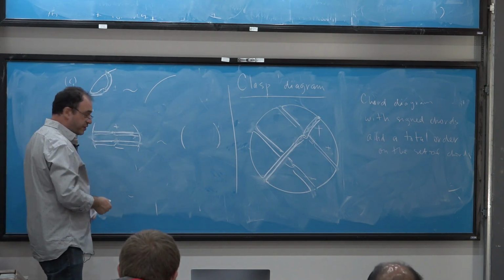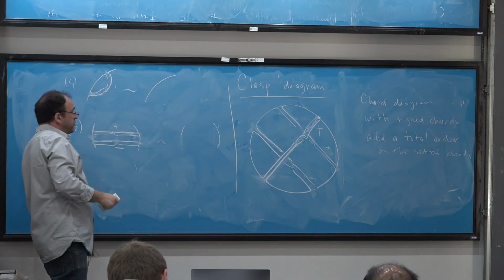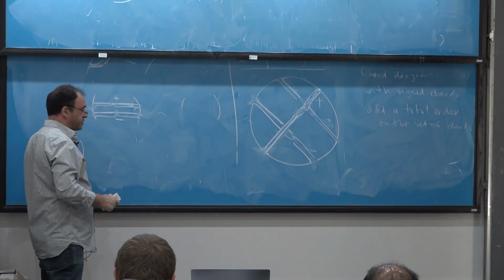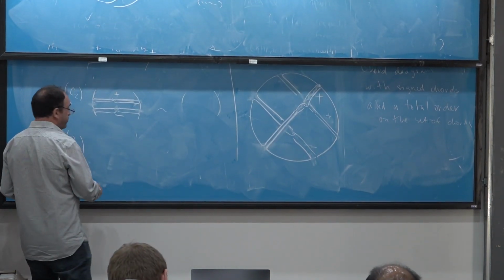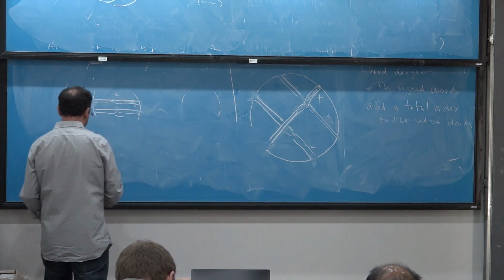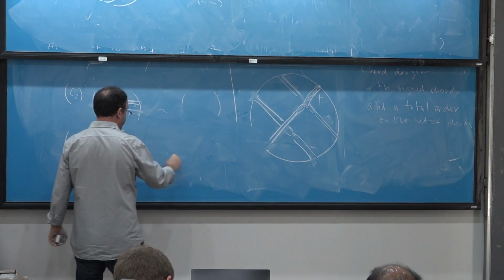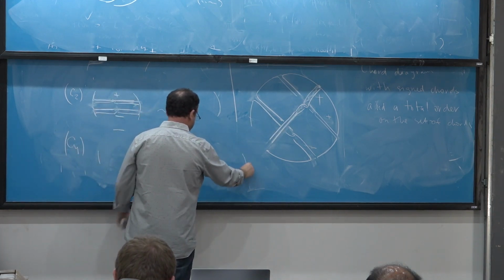There is no move C3. There is a move C4. And this 1, 2, and 4, they refer to the number of chords that participate in the move. And the move C4 is a bit of a pain. So we have 4. Well, it's supposed to be.